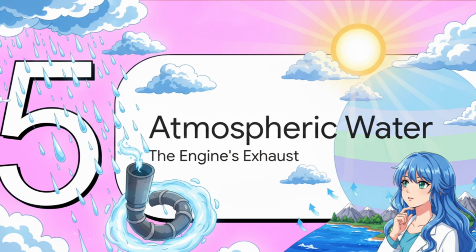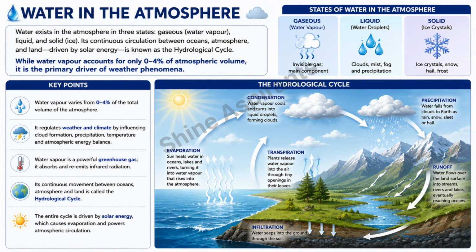Moving to Section 5, Water in the Atmosphere. Let's transition. Water exists in the atmosphere in 3 states: gaseous as water vapor, liquid, and solid as ice. Its continuous circulation between oceans, atmosphere, and land, driven by solar energy, is known as the hydrological cycle.